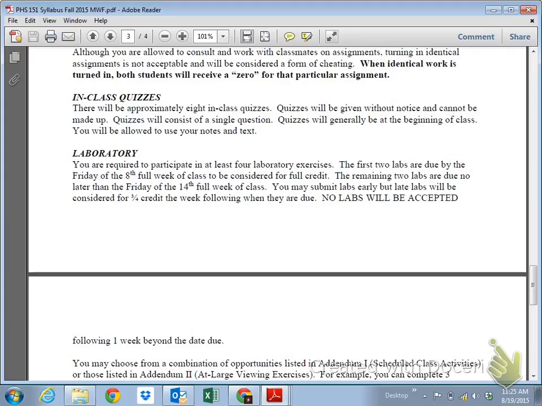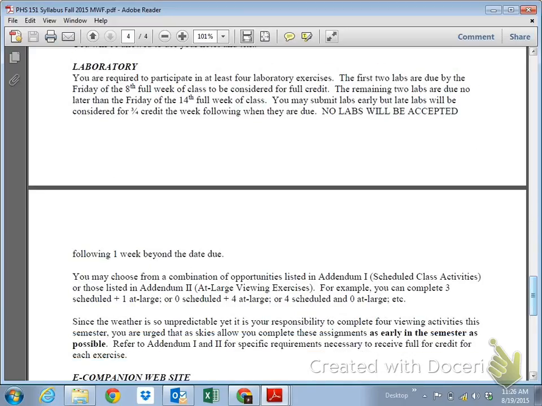Laboratory. I have a second handout for the labs. Right off the bat, I have dates associated with those: the 8th full week of class and the 14th full week of class. I have dates coming up for those. Here's where, if you don't mind, you take your syllabus and edit it that way. See, my copy.